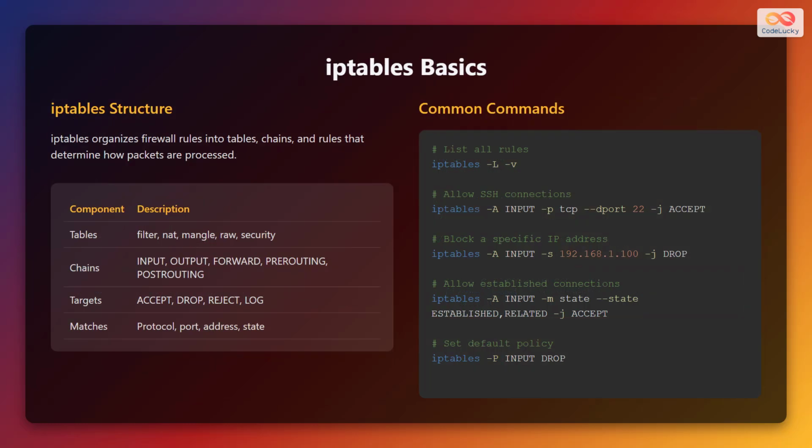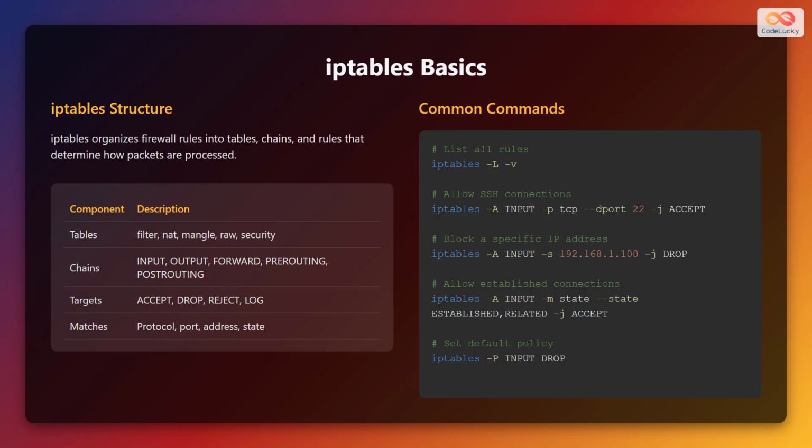Let's dive into the basics of iptables. Iptables organizes firewall rules into tables, chains, and rules that determine how packets are processed. The key components include tables like filter, NAT, mangle, raw, and security. Chains such as input, output, forward, pre-routing, and post-routing. Targets including accept, drop, reject, and log. And matches based on protocol, port, address, and state.